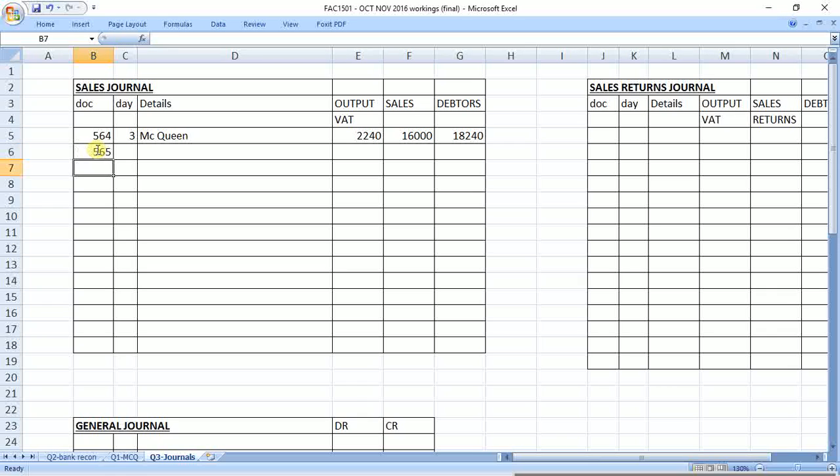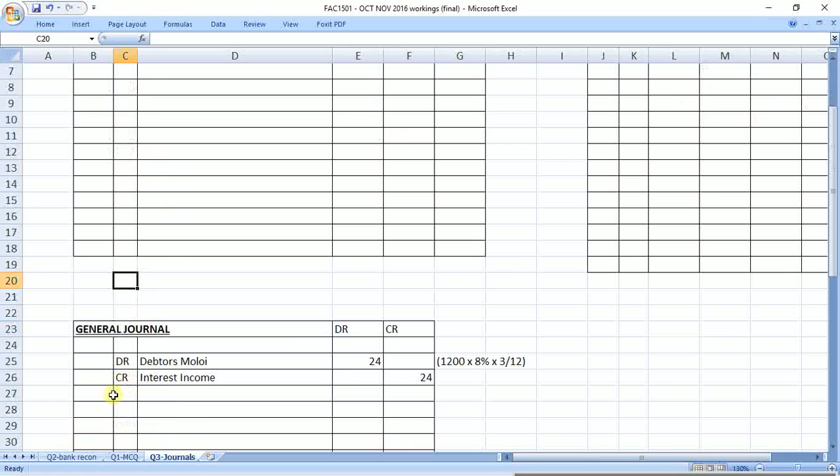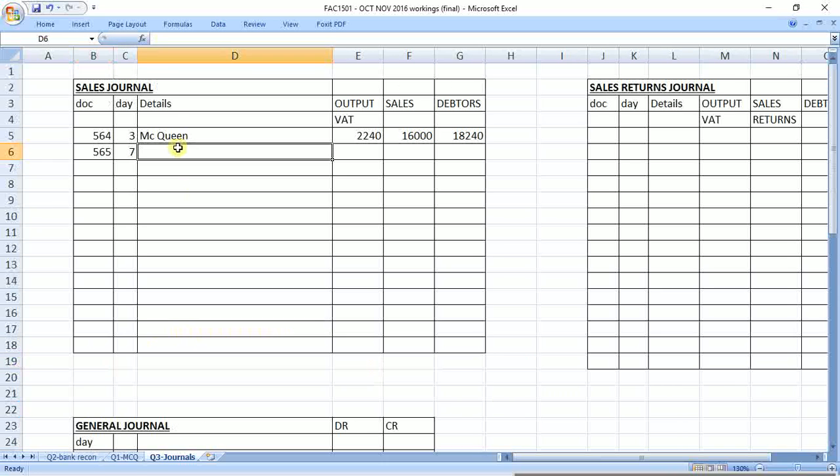565. Okay. You can use it as well, because the document numbers will give you a clue. What day was this? This was day 4. Who was this? Smith. It was 5,700.